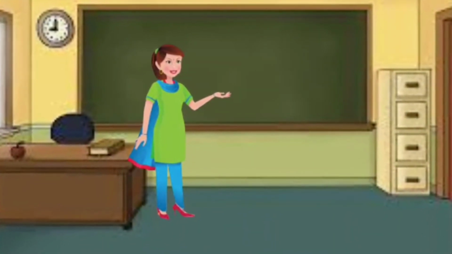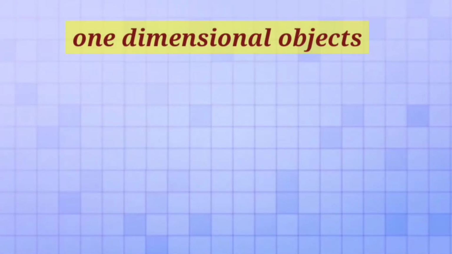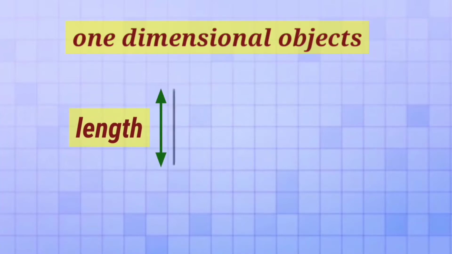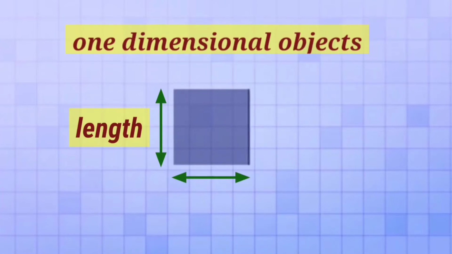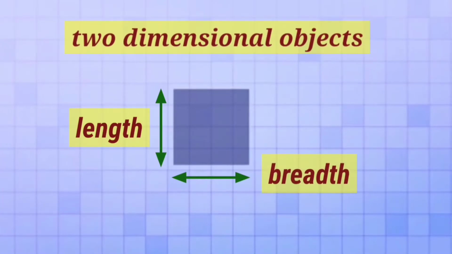Dear students, in geometry, we have learnt about one-dimensional objects. For example, this line segment. To measure a one-dimensional object, we need one-dimensional quantity, which we usually call length. If we move or extend this one-dimensional line by a distance equal to its length, it forms a two-dimensional object. These objects are measured by two-dimensional quantity that we call area.